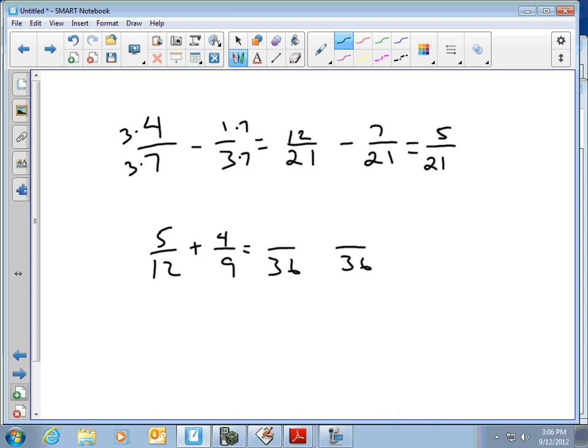Okay. What if I multiply 12 times 3 to get 36? If I multiply the 12 times 3, I have to multiply the 5 times 3. Multiply the 9 times 4, so I multiply the 4 times 4. Add the top, leave the bottom alone. At this point in time, I always want to check and see if I can reduce that 31 over 36. And nothing goes into 31 and 36. So I'm done. Adding and subtracting fractions, you have to have a common denominator.